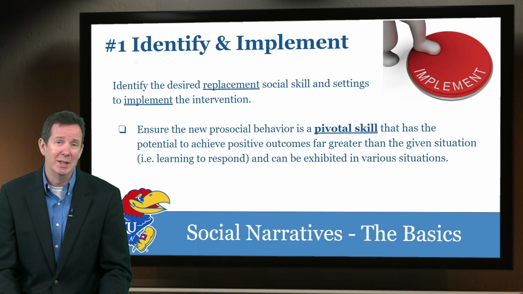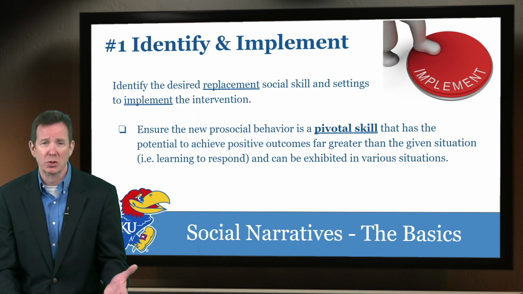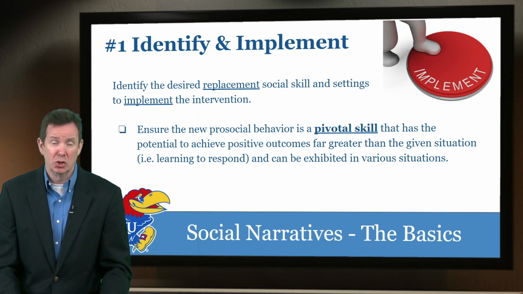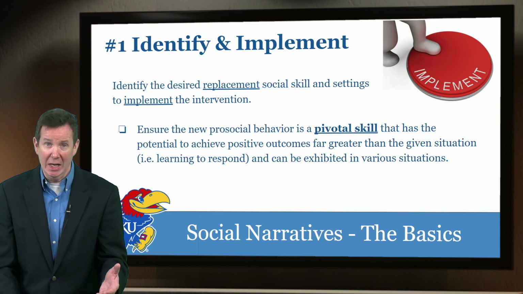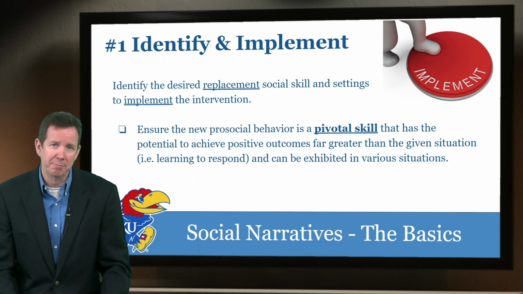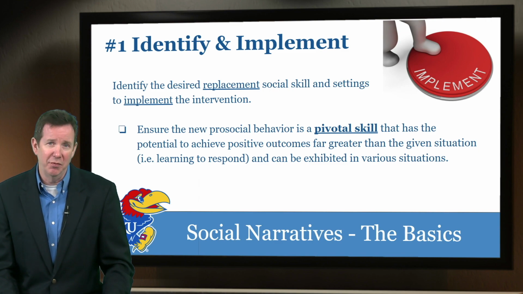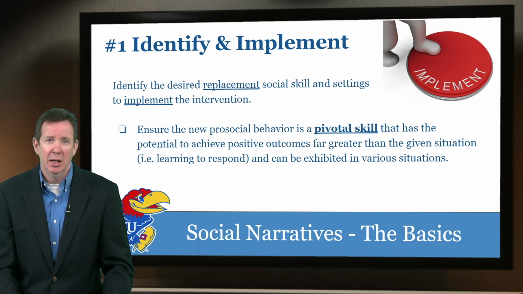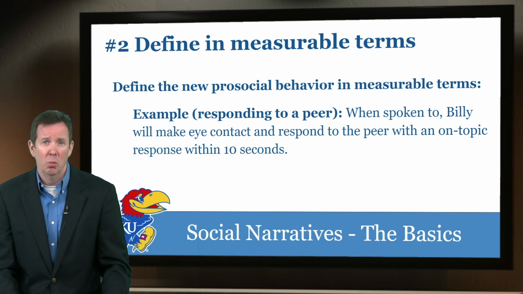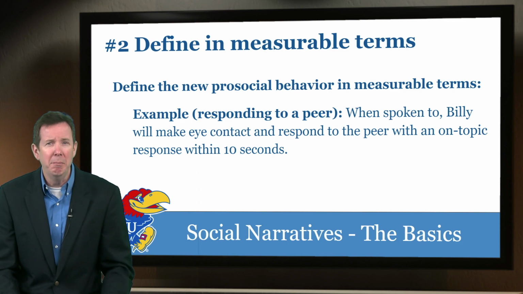Number one is we're going to identify the area. We're going to identify what needs to be replaced in a very proactive manner, because the social narrative is trying to facilitate an understanding that the child can then practice and generalize into the real world environment. So first we need to identify the social skill deficit in order to implement.